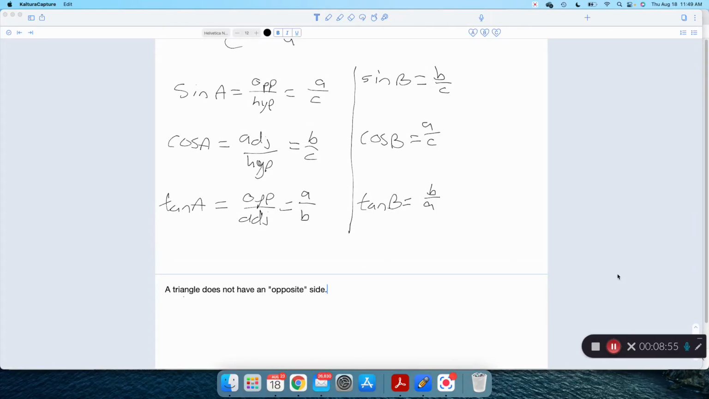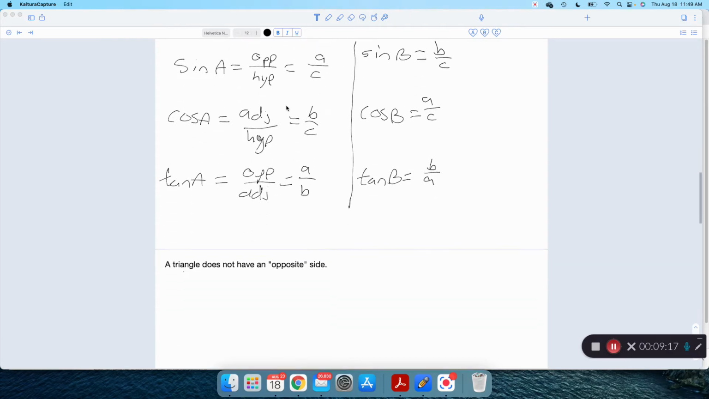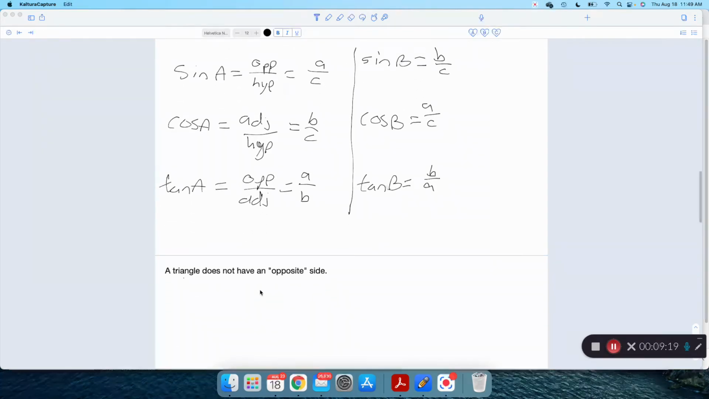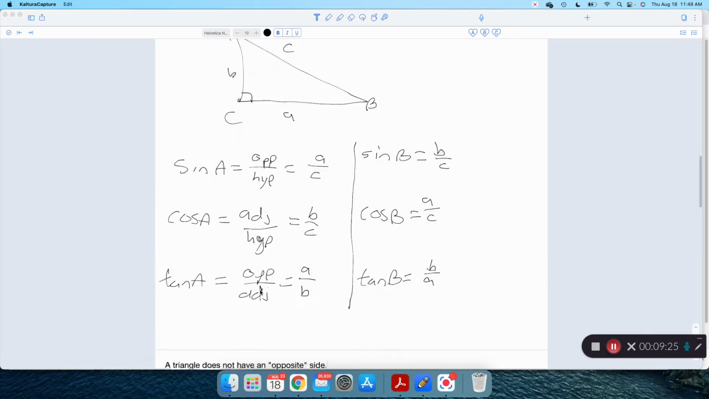First off, there's no such thing as the opposite side in a triangle. A triangle doesn't have an opposite side. A triangle has a right angle. A triangle has a hypotenuse. Those are the only things that are fixed. When I say the opposite side, I don't mean some designated side in the triangle. I mean opposite from some angle.